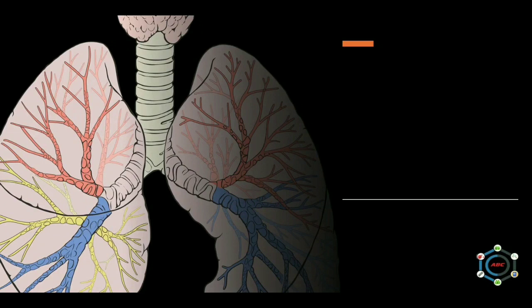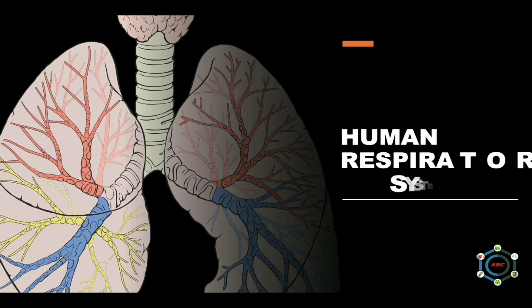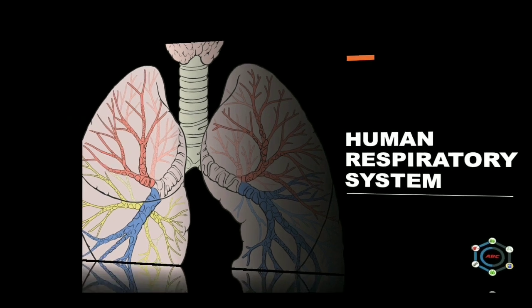This is the third lecture in the series of Human Physiology. In this video, we will understand the human respiratory system. Respiration is the exchange of oxygen with the carbon dioxide which is produced in cells during oxidation, and the mechanism of respiration varies among different groups of animals.